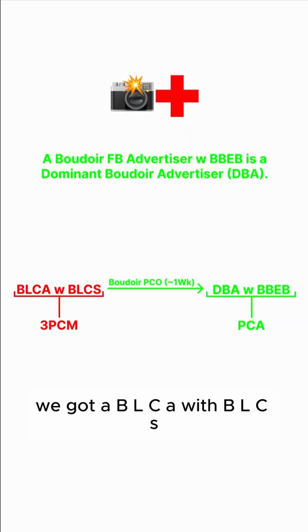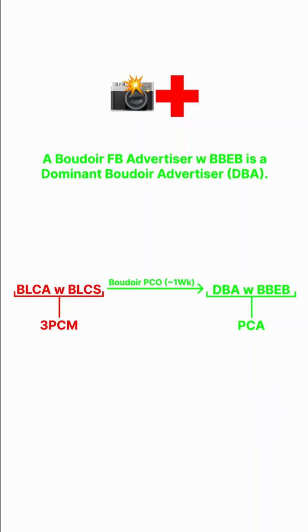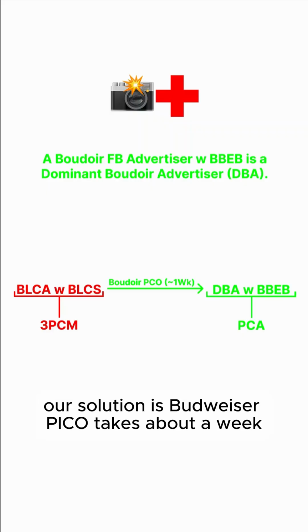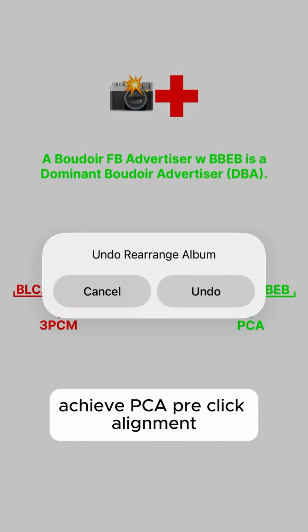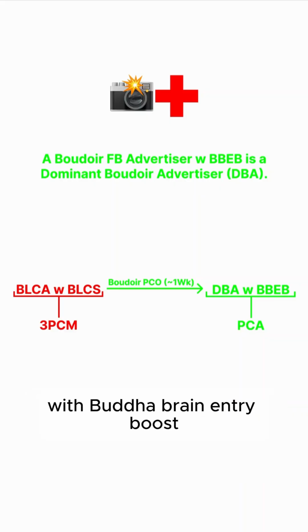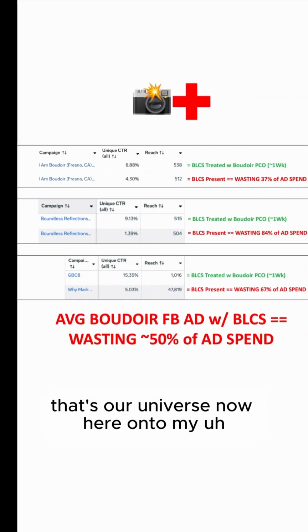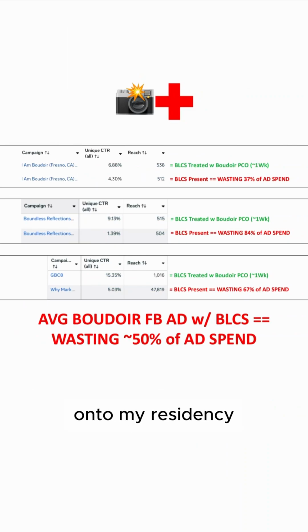We got a BLCA with BLCS. It's caused by the 3 pre-click mistakes. And then our solution is Boudoir Pico. It takes about a week. We achieve PCA, pre-click alignment, and we become a dominant Boudoir advertiser with Boudoir brain entry boost. So that's our universe.